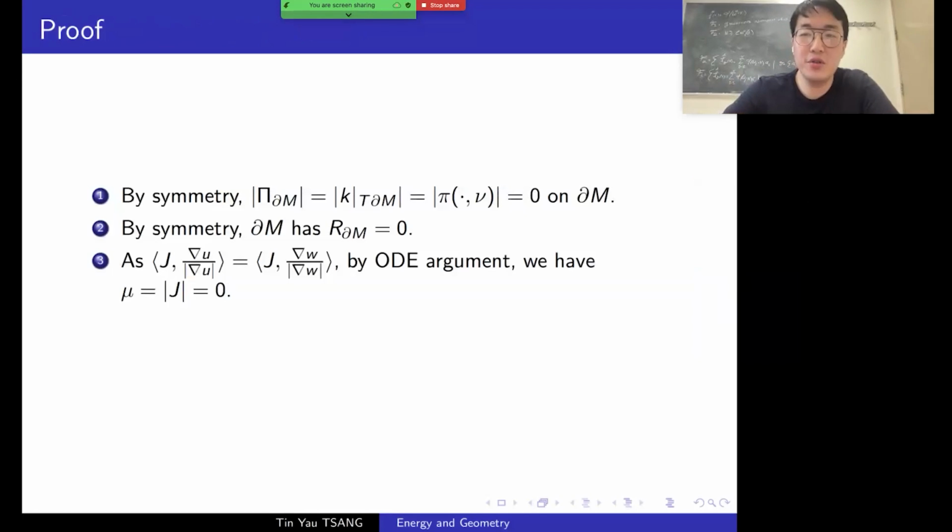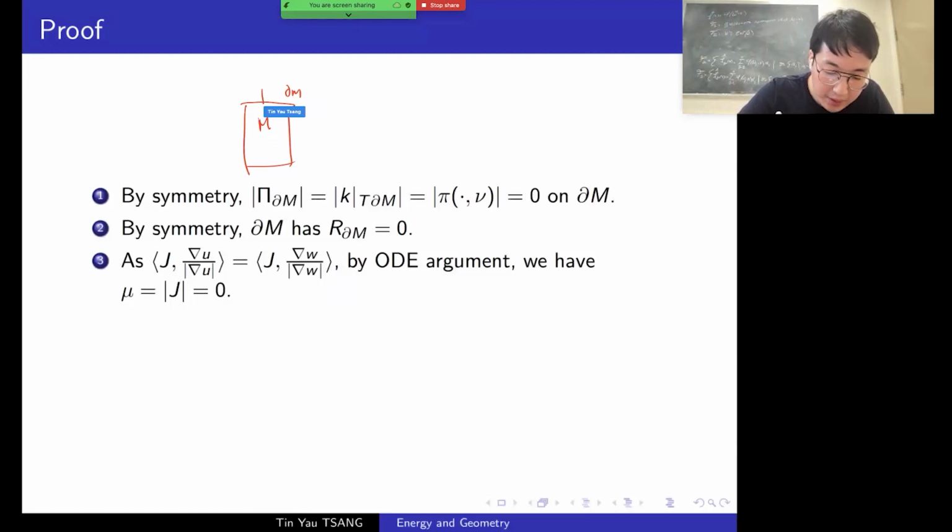Okay, so now let's go to the proof. First of all, by the same idea of this cube, we can always choose 3 or even 6 directions. So by symmetry, we can tell that the second fundamental form of the boundary M with respect to nu vanishes. And then the K tensor restricted on the tangential part also vanishes. Moreover, the pi nu tensor, the whole thing is actually 0 by symmetry.